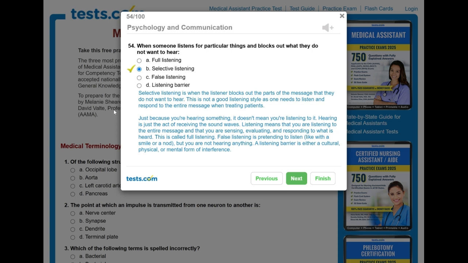Selective listening is when the listener blocks out the parts of the message that they do not want to hear. This is not a good listening style, as one needs to listen and respond to the entire message when treating patients. Just because you're hearing something, it doesn't mean you're listening to it. Hearing is just the act of receiving the sound waves. Listening means that you are listening to the entire message and that you are sensing, evaluating, and responding to what is heard. This is called full listening. False listening is pretending to listen, like with a smile or a nod, but you are not hearing anything. A listening barrier is either a cultural, physical, or mental form of interference.